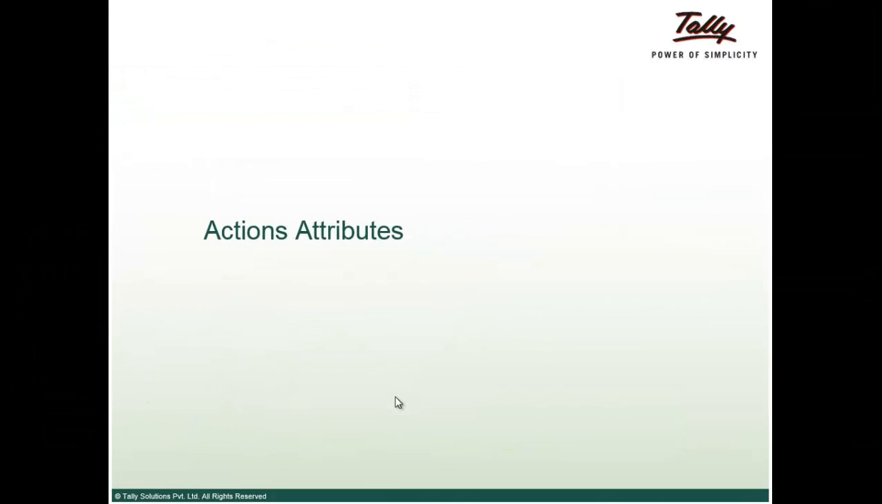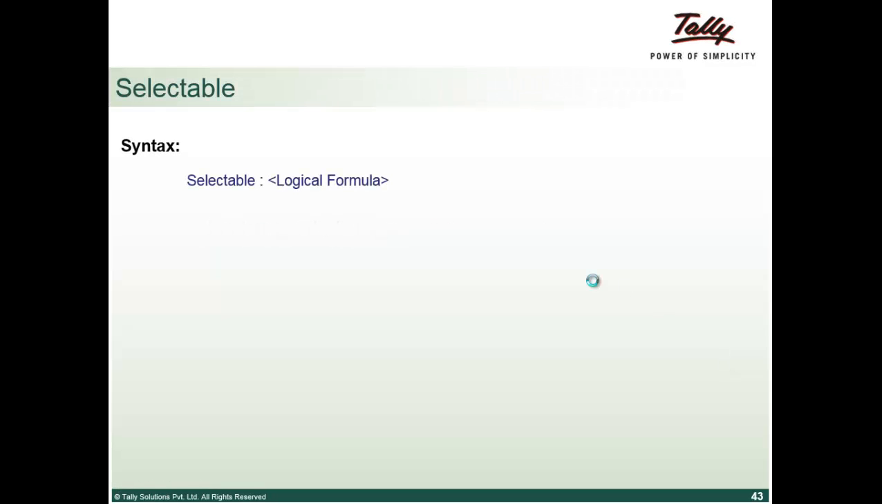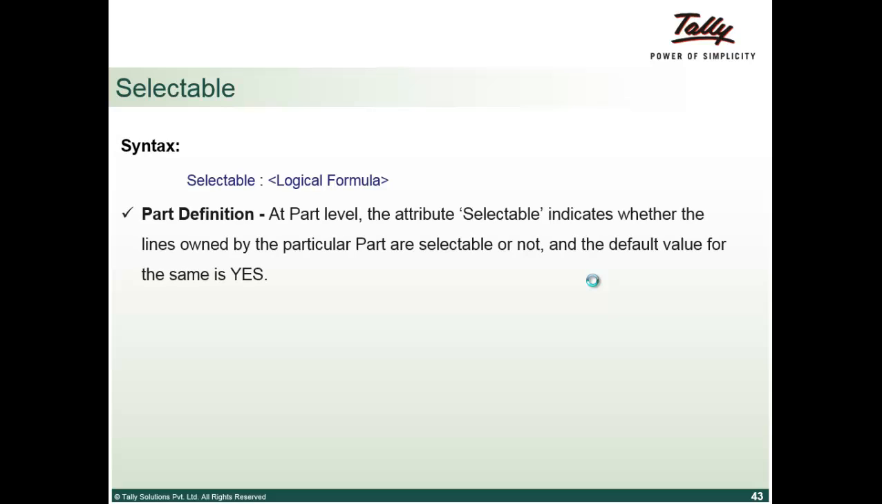So next, we'll be moving on to action attributes. The first one is the selectable attribute. This attribute is part of a part definition. At part level, the attribute selectable indicates whether the lines owned by the particular part can be selectable or not, and the default value is yes. So in many of the reports where the line is getting repeated, you can press the space bar and select the particular line.